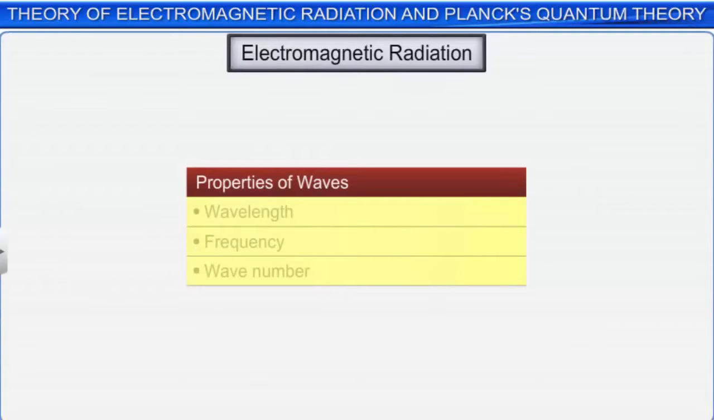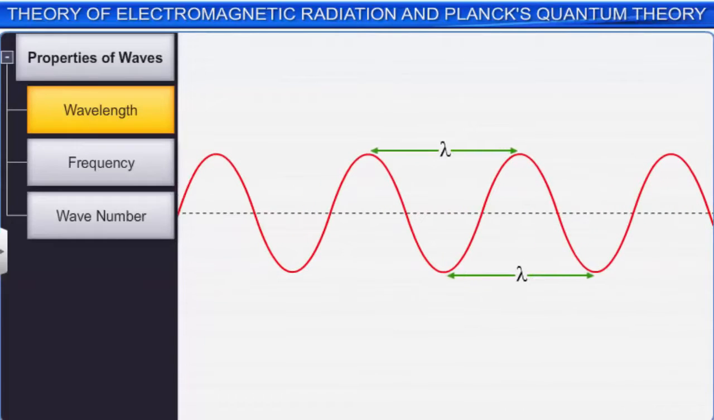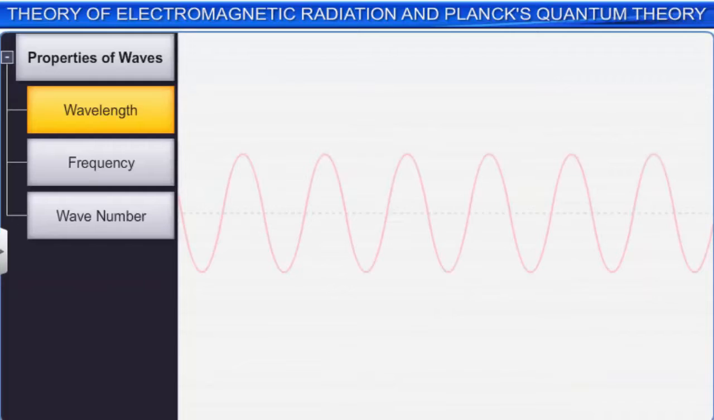The wavelength is the distance between two successive crests or troughs of a wave. Wavelength is denoted by the Greek letter lambda. It is expressed in either centimeters, meters, or in angstrom units.